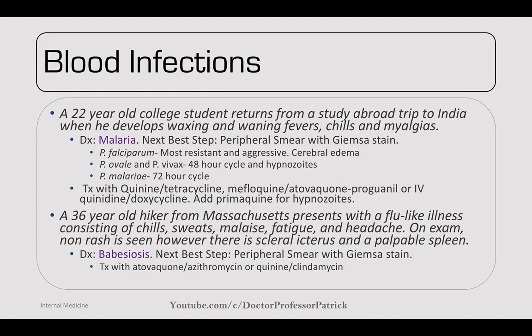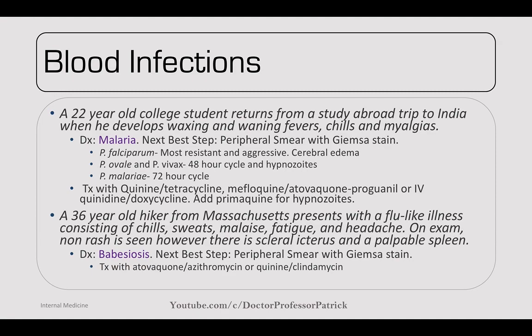So now blood infections. We've got a 22-year-old college student returning from a study abroad trip to India where he developed waxing and waning fevers, chills, and myalgias. So this is most likely malaria. The next best step is a peripheral smear with Giemsa stain, looking for the organisms within the red blood cells. So your Plasmodium falciparum is the most resistant and aggressive. It's got an increased risk of cerebral edema, especially in young children who are infected with it.